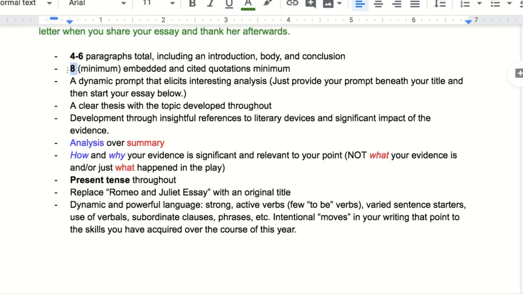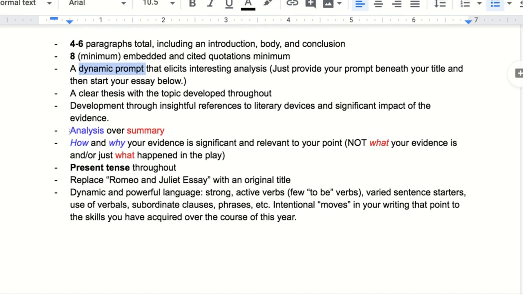This essay, it's our last essay, so it's our biggest quotation requirement, 8. And my hope is that you gathered 10 quotes for your prep log, and my hope is that those 8 can come right from that log. So I'm hoping that works out for you. And then I want to see a dynamic prompt, so I'll be able to read that on your first draft and check for that. Good development throughout. Remember, analysis always wins the day over summary.